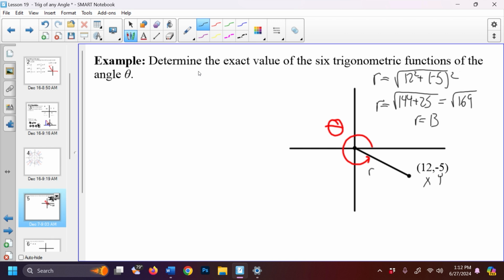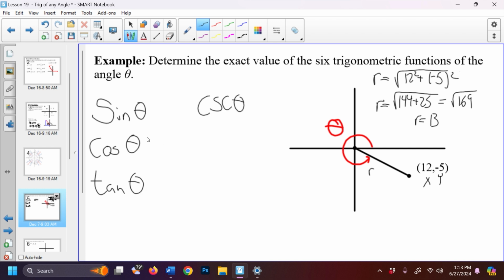So they want me to find the exact value of the 6 trigonometric functions. We will put those up. We've been doing problems like this for a couple days now. I have the sine of theta, the cosine of theta, the tangent of theta, the cosecant of theta, the secant of theta, and the cotangent of theta.